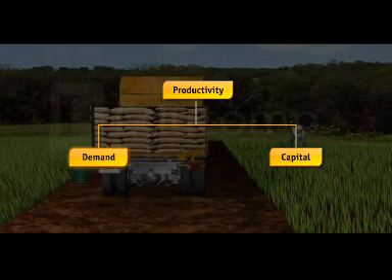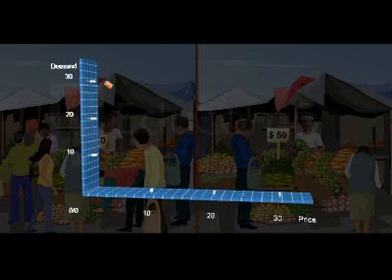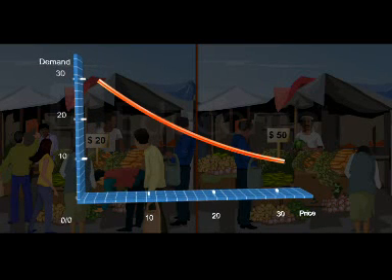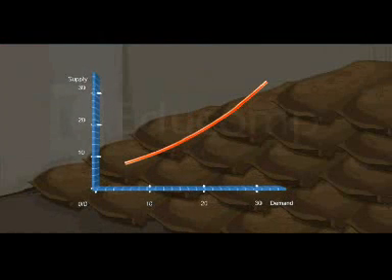Let's first learn about demand. Demand refers to the willingness or desire for that product by the people at a certain price and time. If the price is high, the demand will be low, whereas if the price is low, the demand would be high. An increase in demand for food will encourage food producers to increase their productivity.